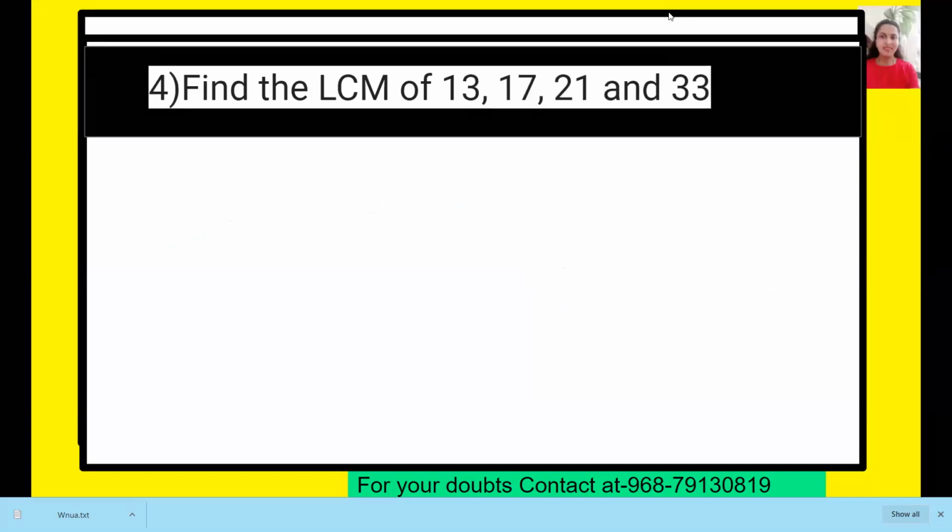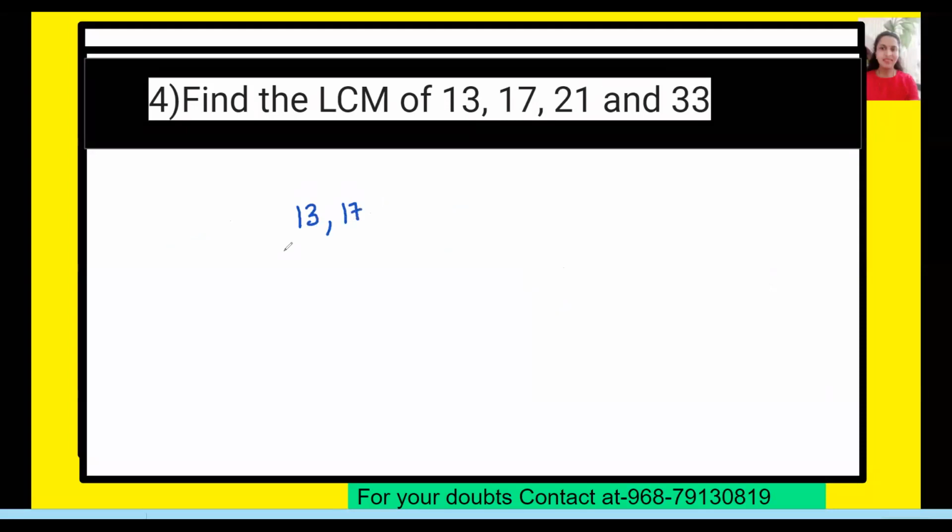Find the LCM of 13, 17, 21 and 33. If you see, 13 and 17 are co-prime to each other, so there will be no common factor. So the LCM will be 13 into 17. If you talk about 21 and 33, there is a common factor like 3: 3 times 7 and 3 times 11. So how will we do the LCM of this?